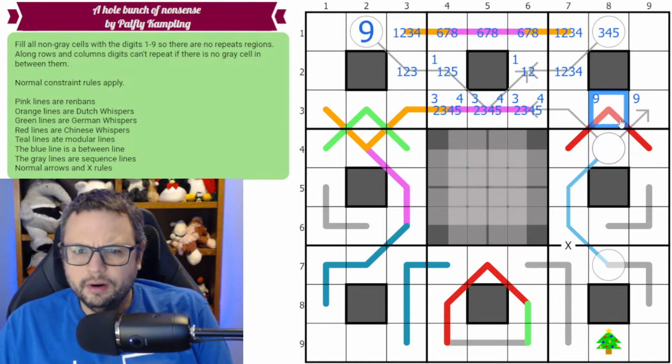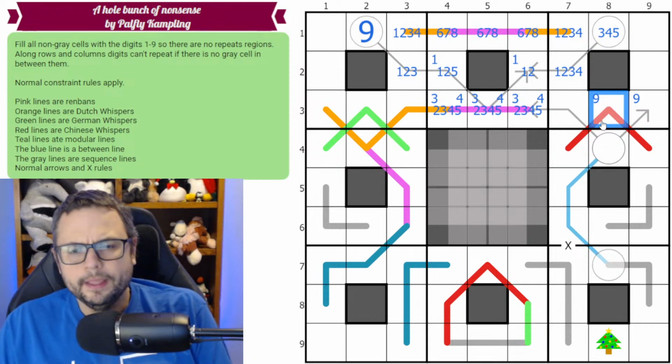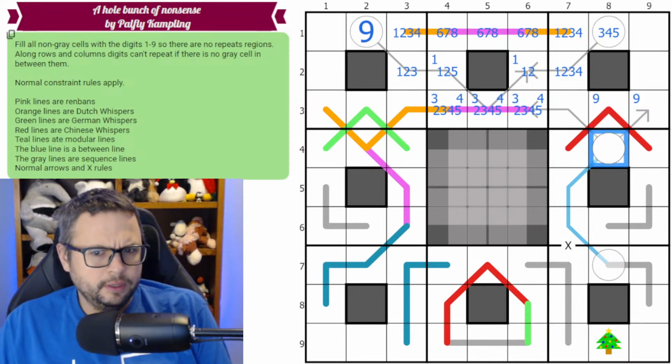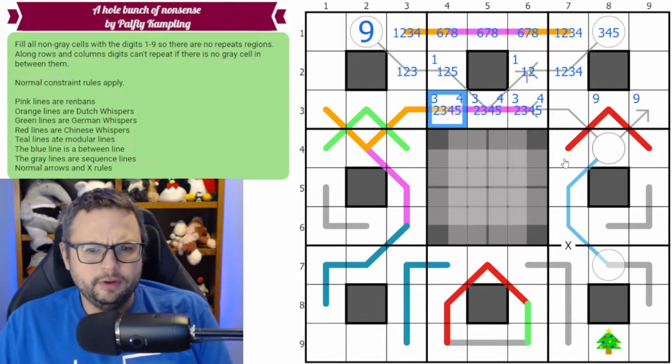Let's see. What are red lines again? Chinese whispers. Okay. This circle is certainly large, but I don't know what to do with that just yet.